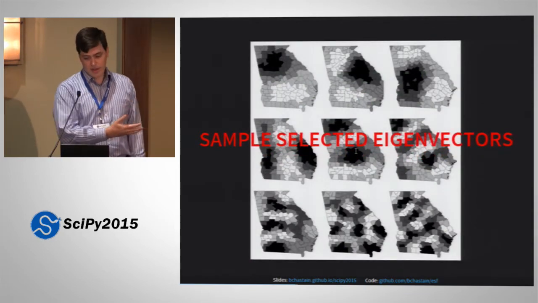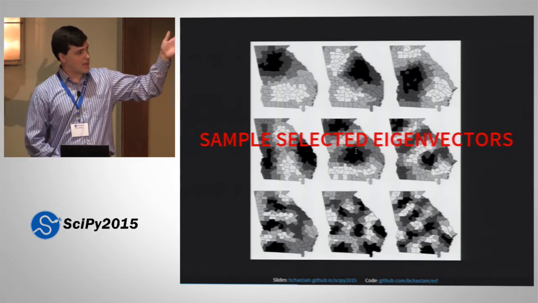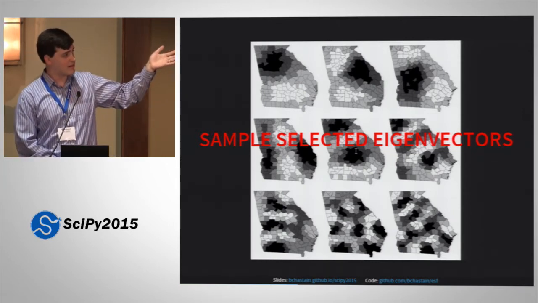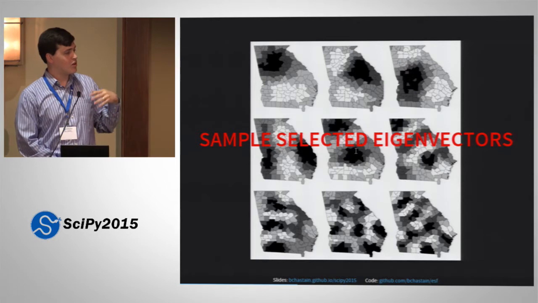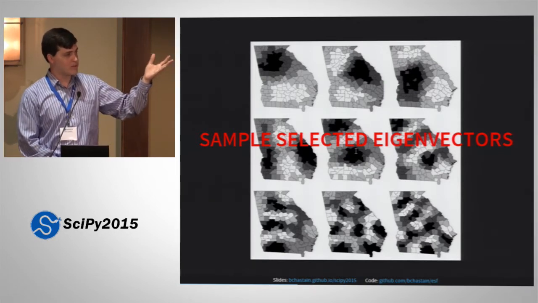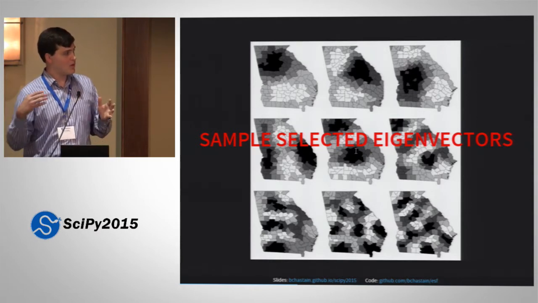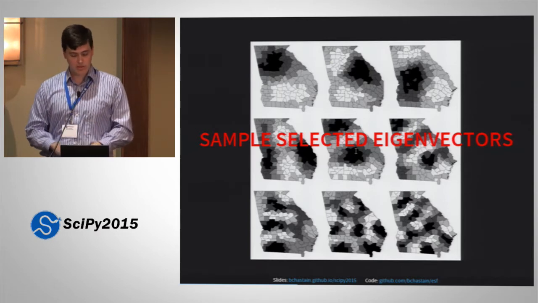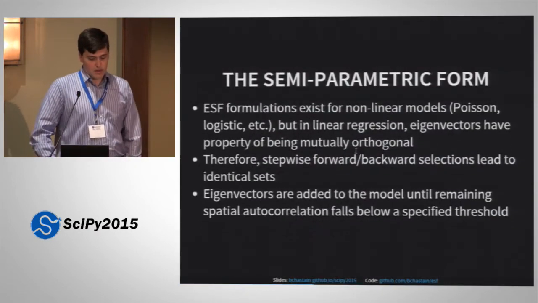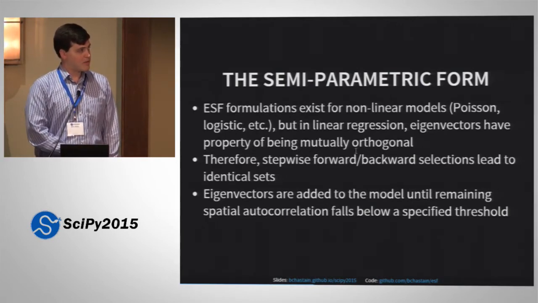So here's an example from one of my colleagues' papers looking at a Georgia data set. You can see that these are just a sample of 9 different eigenvectors that have been selected. You can see they have different clustering patterns, and so depending on your particular data set, one or more of these may be more relevant to how things are clustered in yours. So it's all a matter of selecting which of these eigenvectors would account for most of the spatial autocorrelation in your data.